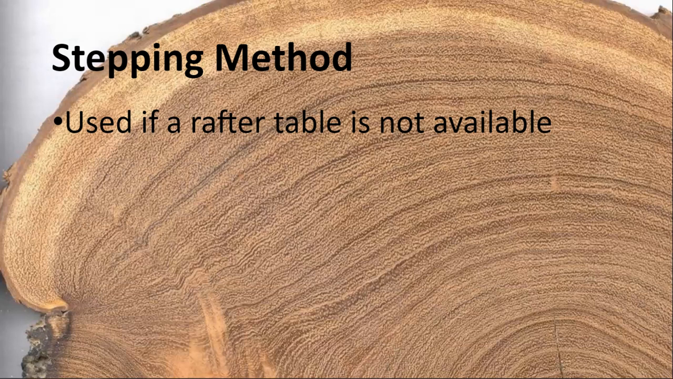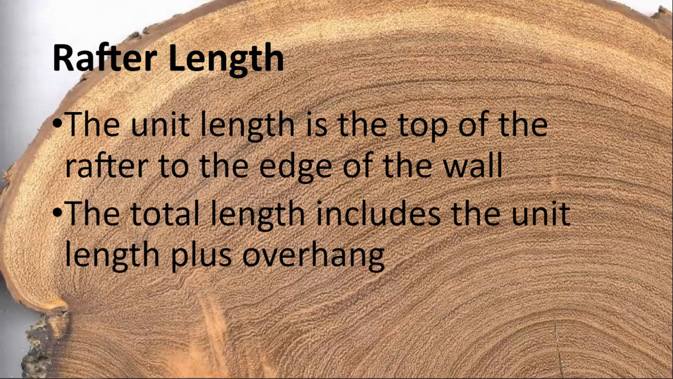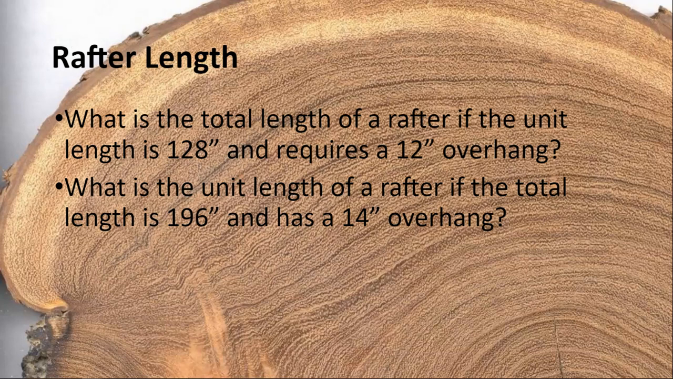If you don't have a framing square available, you can use a speed square or a stepping method in order to cut those correctly. So rafter length, we have 3 different dimensions. We have a unit length, a tail or an overhang, and then a total length. The unit length is where the rafter comes down and it's even with the top of your house. The overhang is how far it sticks out over the side, and when you add both of those together, you get the total length.